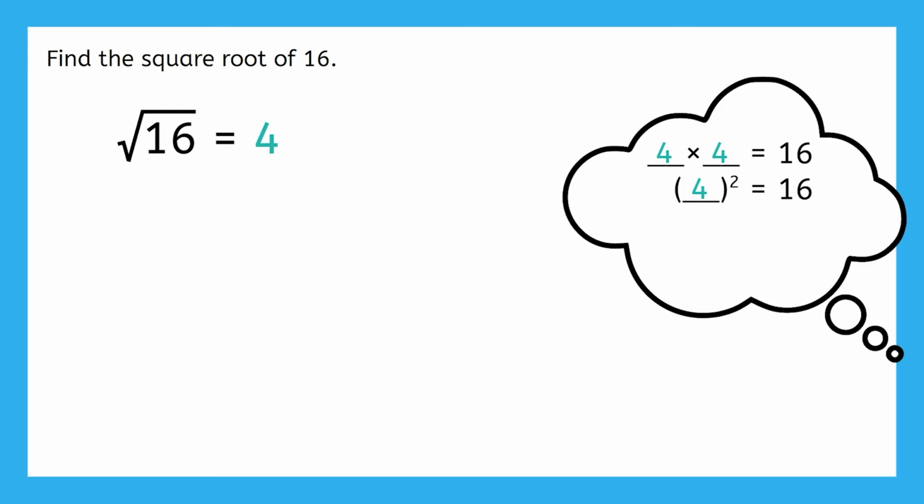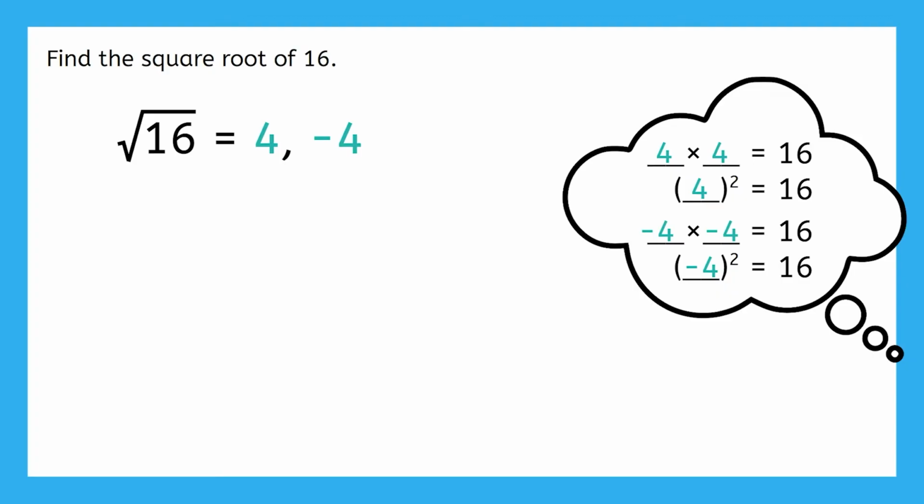What if we try negative numbers? What's negative 4 squared, or negative 4 times negative 4? That's also 16, because a negative number times a negative number equals a positive number. This means there are two answers.